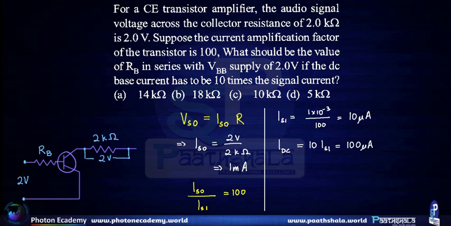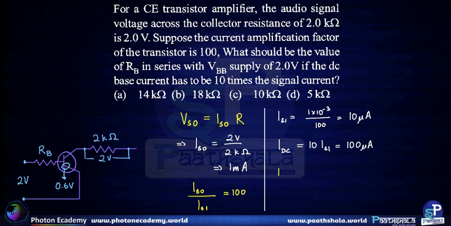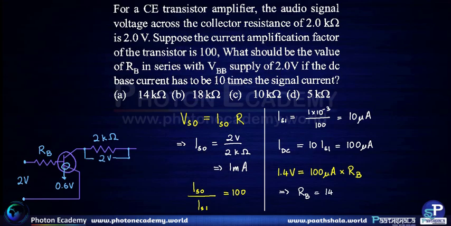What should be the value of RB in series with VBB if the DC base current must be 100 microamperes? So we have a junction here at the base and the emitter, which is this junction, and this has a potential drop of 0.6 volts, which is a characteristic of the PN junction. Now the total potential drop is 1.4 volts, and this must be equal to the current, 100 microamperes, times RB. Therefore, RB is equal to 14 kilo ohms, and hence option A is the answer.